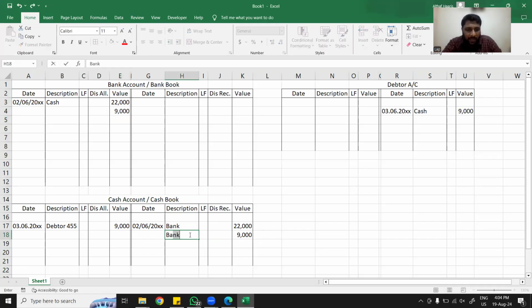Here you can write bank. Here you can write cash. 455.